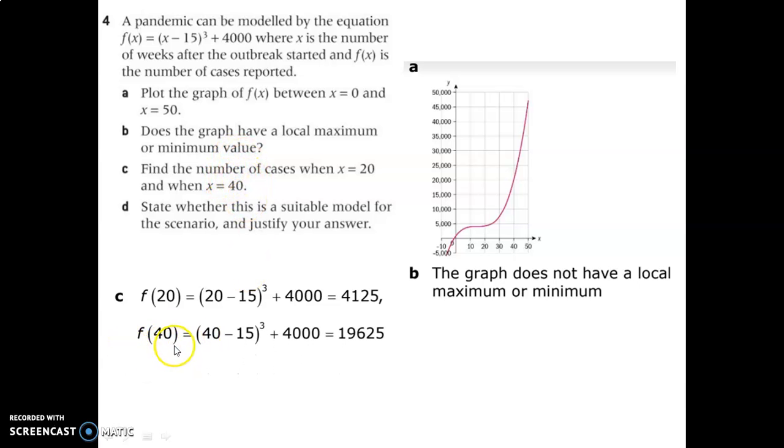Okay, here's the answer for that. 40 is our input. We calculate it and we get this many cases. So it's rising very quickly. All right, and now state whether this is a suitable model for this scenario. Do you think this equation, looking at the graph, is a good model for this pandemic?